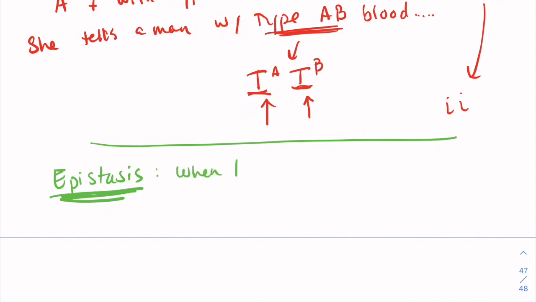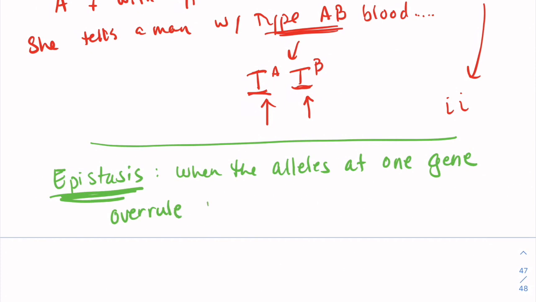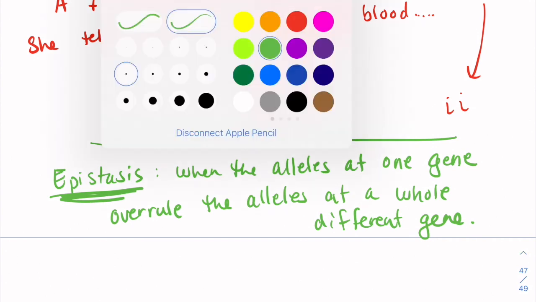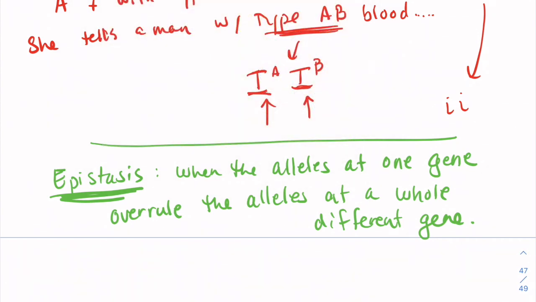Or let's say when the alleles at one gene, let's say overrule, that's a better word for it, overrule the alleles at a whole different gene. Yeah. So the best way to show you this is to give you an example. So let's go with this.